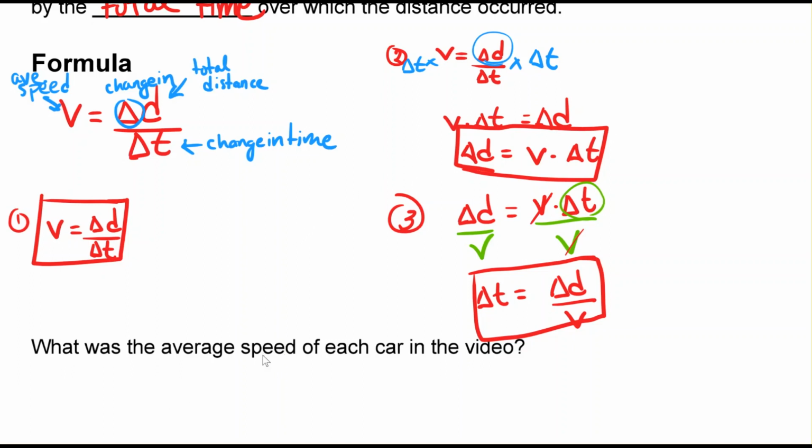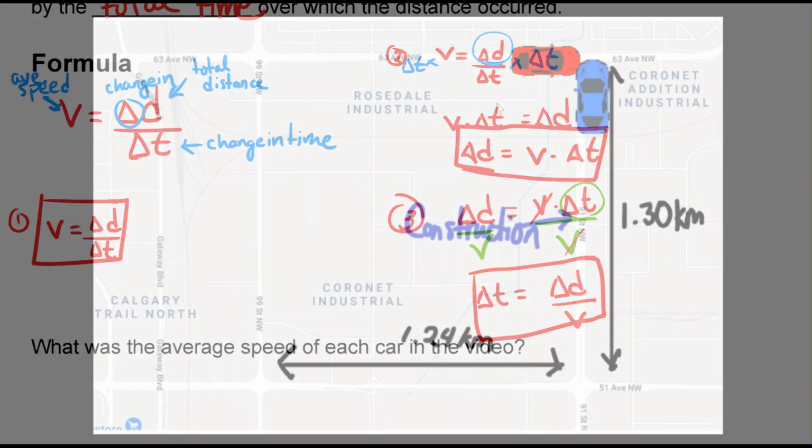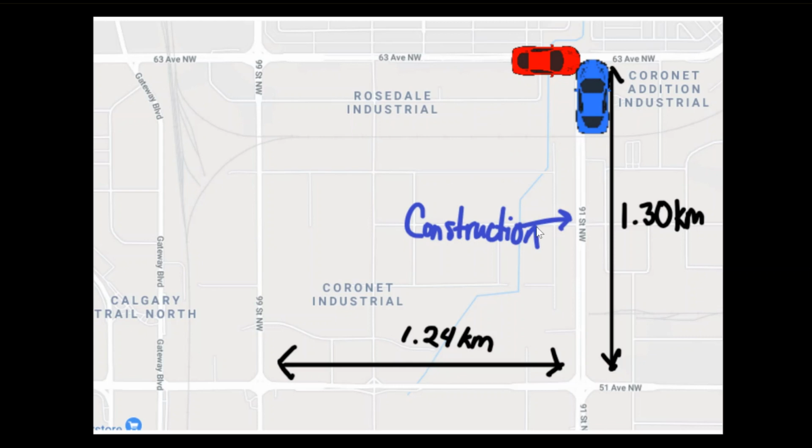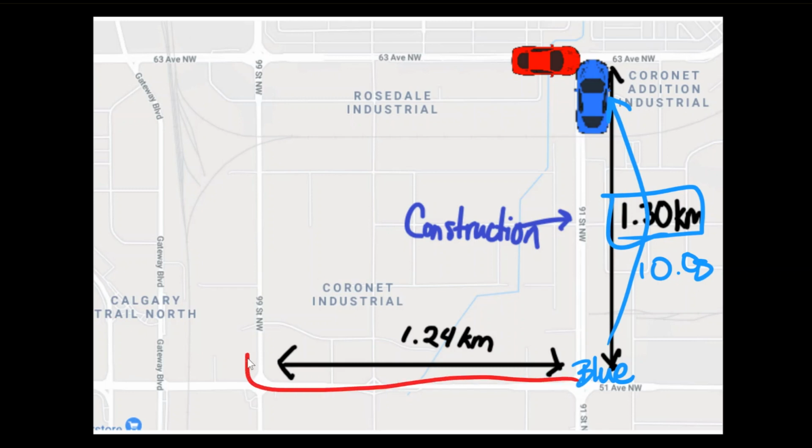Okay, now what we want to do is figure out the average speed of each car in the video. So let's go back and check that out. In the video, the blue car started here, and it went this way, and it went 1.30 kilometers, and it took a total of 10.0 seconds. And the red car went all the way around this way, that way.